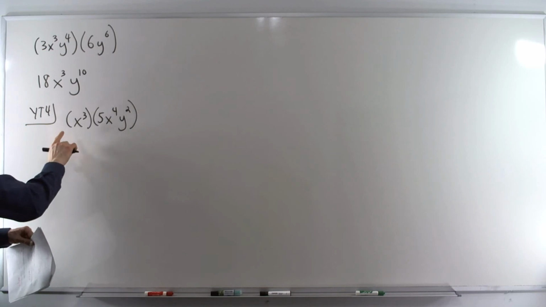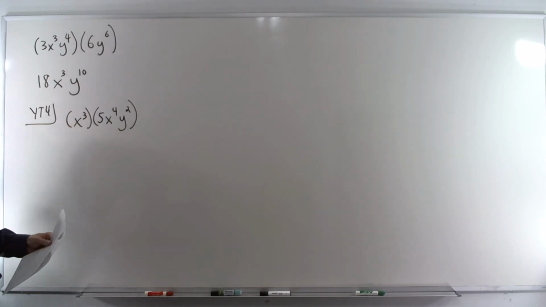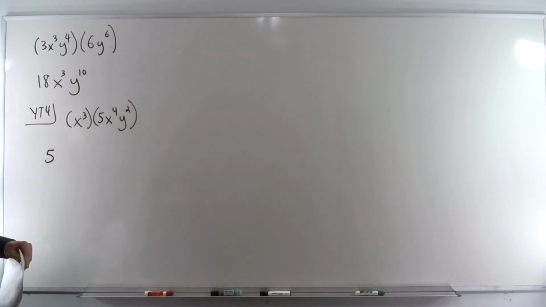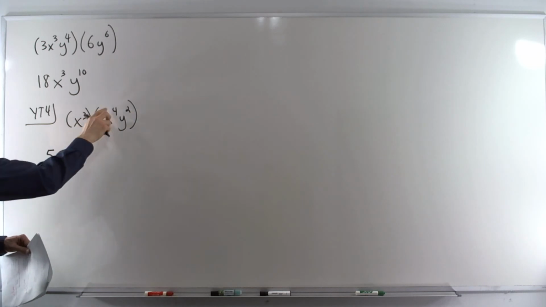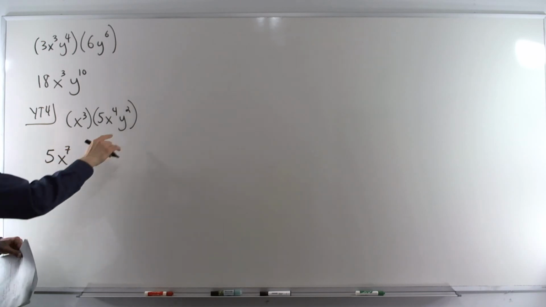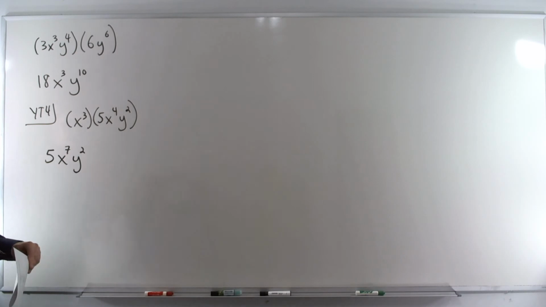Now this one, keep in mind that if there's no coefficient out front, it's just a 1. So 1 times 5 gives us 5. Now we can combine the x's. We got matching bases here. 3 plus 4 is 7, so we get x to the 7th power. And then there's no match for a y squared, so that stays a y squared. 5x to the 7th, y squared.